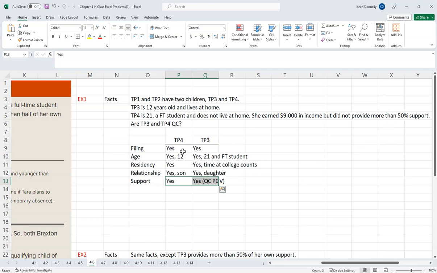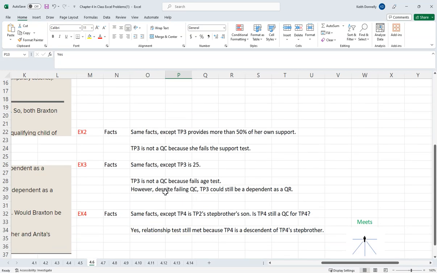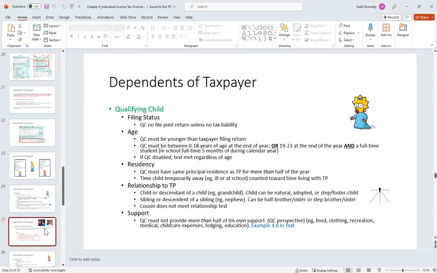So in order to claim them as a qualifying child, you have to meet all 5 elements. If you were to fail one of the elements, you failed that one, you don't get to claim them. It's an all or nothing proposition. So this is giving you some kind of variations on it. You can pause and read this if you want, but let's go back into the lecture here.